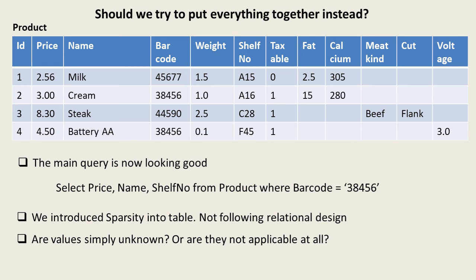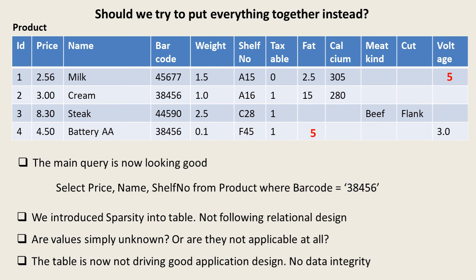But now within this design you can introduce an actually bigger problem. For example, by some mistake or oversight, you can assign voltage to the milk. Or, another example, you can assign fat to a battery. But these are not acceptable cases. These cases illustrate when a value is not applicable. It's not simply unknown. It's not applicable. It's not making any sense. And this table not just looks ridiculous with these values. It's actually a problem that this table is not driving good application design.